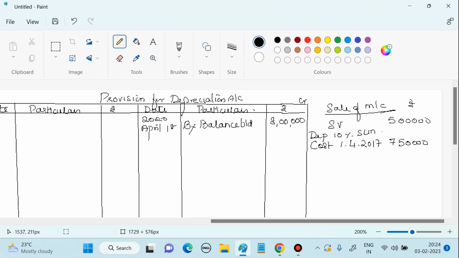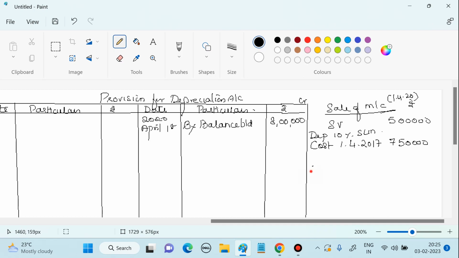Now, using this, we have the cost. We don't know what is the depreciation so far charged till the date of sale. When was it sold? On 1st April 2020. So, from 1st April 2017 till 1st April 2020, the machine was used and the depreciation has to be charged on it till then. So, let's calculate the amount of depreciation.